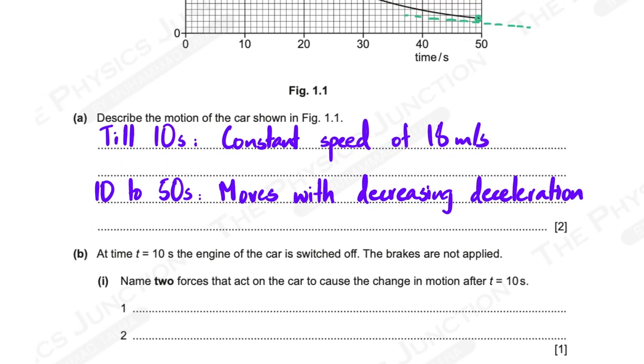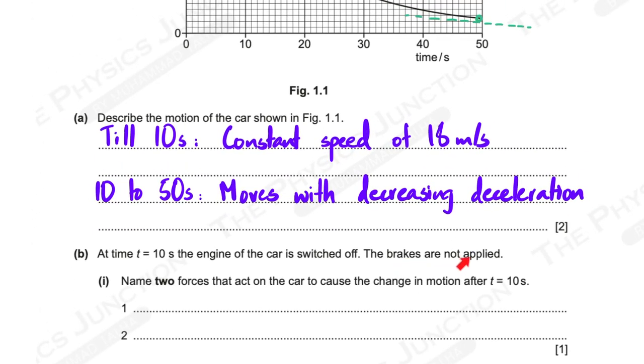At time t equals 10 seconds, the engine of the car is switched off, brakes are not applied. Name two forces acting on the car that cause the change in motion. Now, because of the change in motion, I know that if this is going on a horizontal road, the weight is a force that acts, but it would not cause a change in motion.